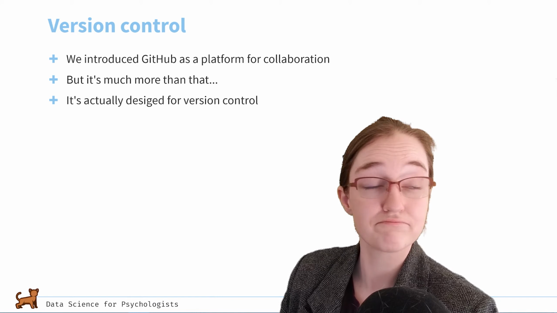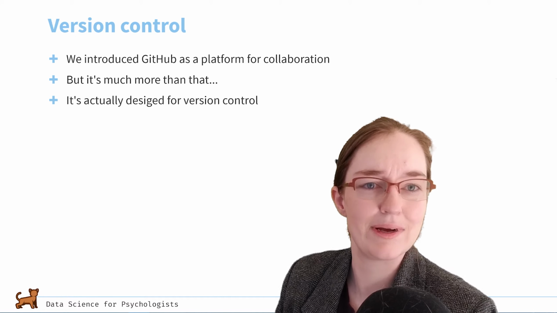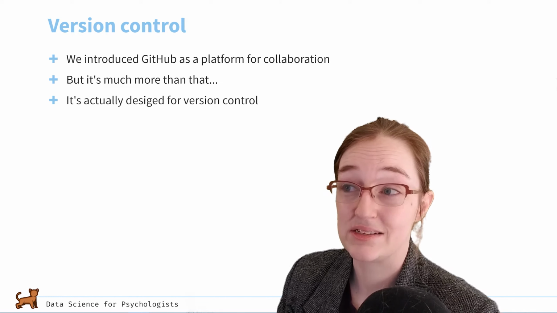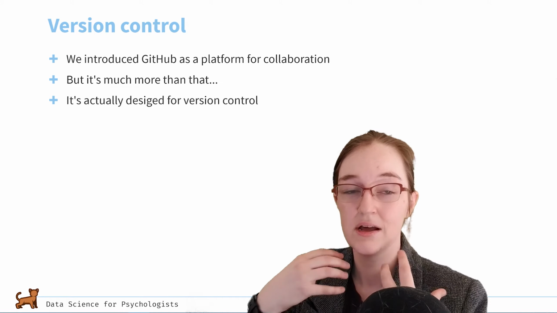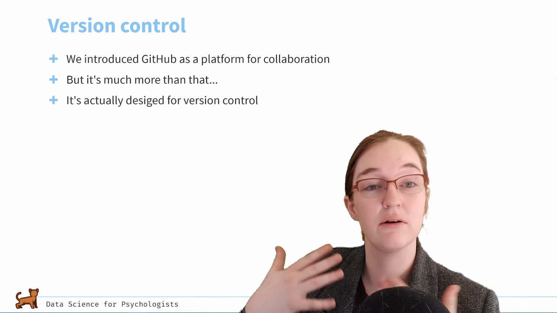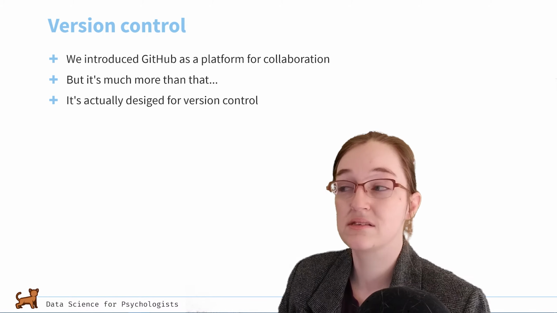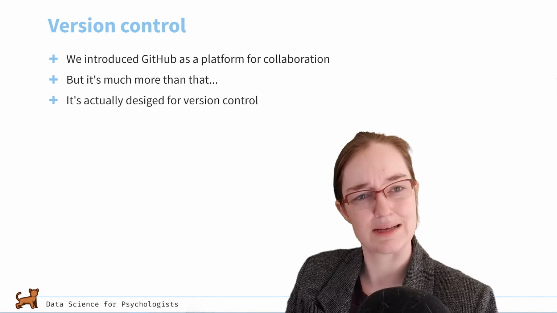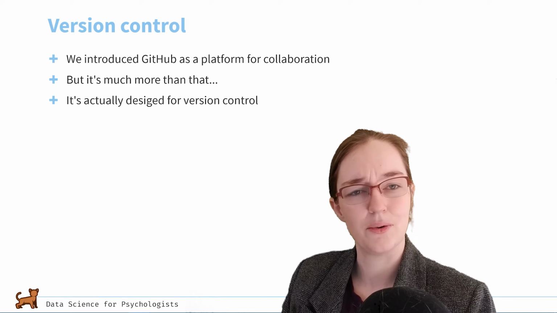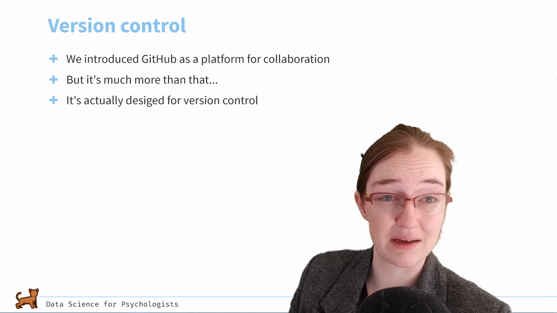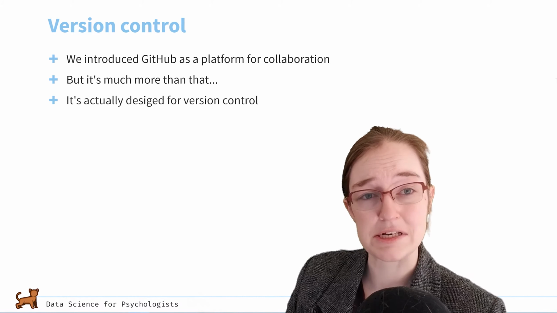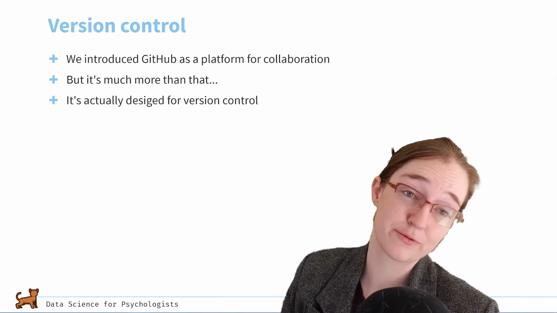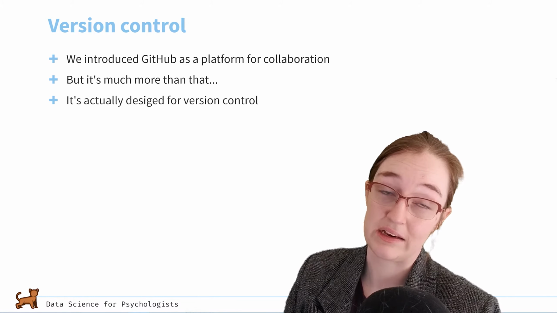So, version control. What the hell is it? We're using GitHub in this class as a way to facilitate collaboration and working remotely. So it is more than just that. It's more than just a way to keep this class organized in a way that is easy for me without a TA. But it's more than that. It's actually designed for software developers and version control.